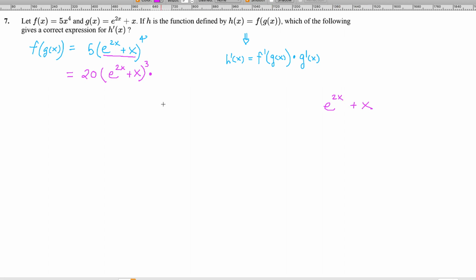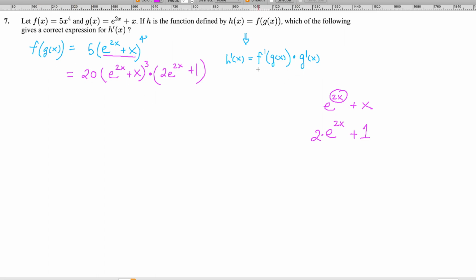If you want to take your time finding that derivative, take your time, because for e to the 2x, what's the derivative of e to the u? E to the u times u prime. So in this case, u takes the role of 2x, so it's just e to the 2x times the derivative of 2x, which is just 2, plus the derivative of x, which is just 1. And then I get this expression, 2e to the 2x plus 1. And this is your answer.